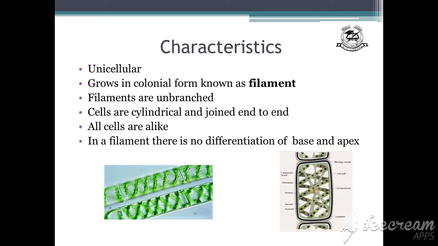It is unicellular but grows in colonial form known as a filament. You can see this is unicellular but all cells are attached to each other making a filament. This is called a filament. Filaments are unbranched. The cells are cylindrical and join end to end. Every cell is attached to another cell. All cells are alike, all cells are similar.